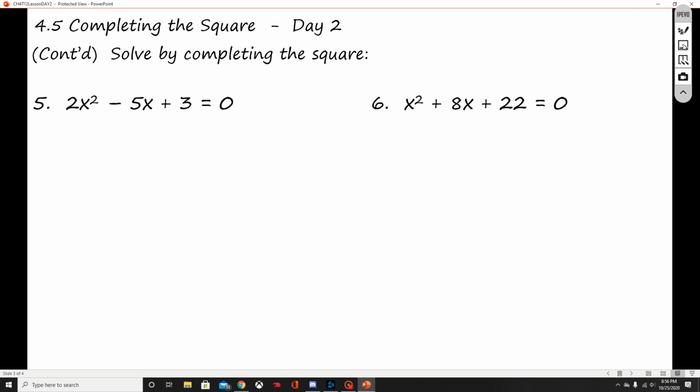Let's take a look at a couple more. Number 5: 2x squared minus 5x plus 3 equals 0. So this is number 5.